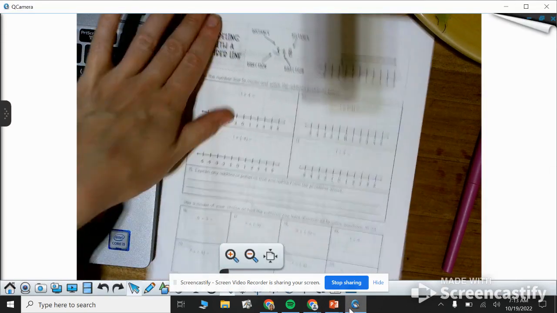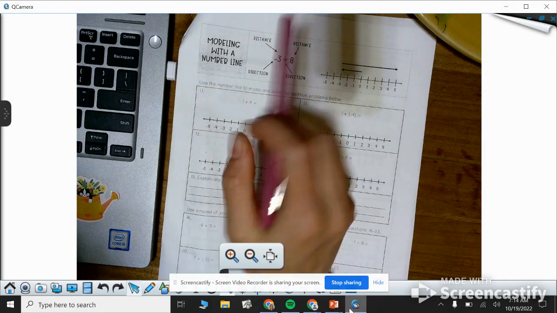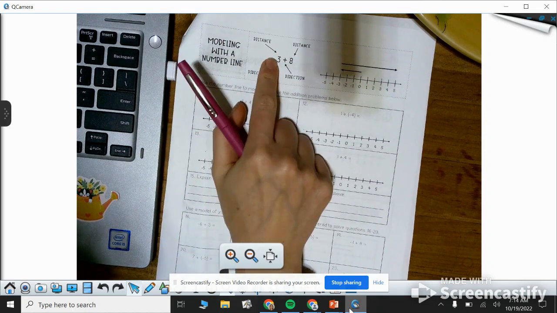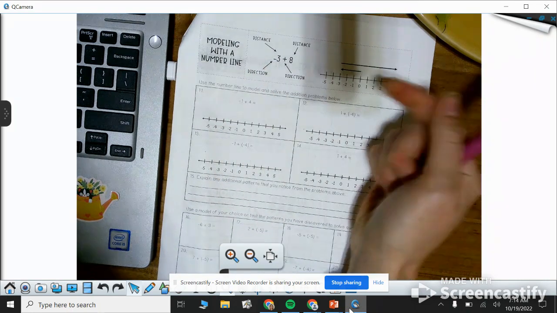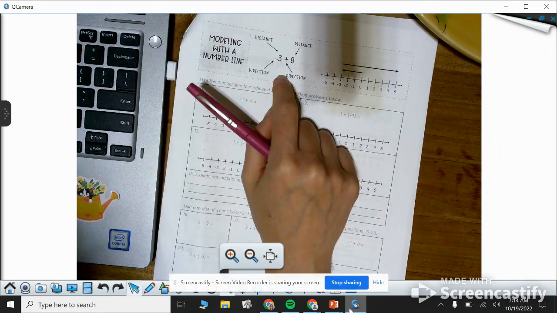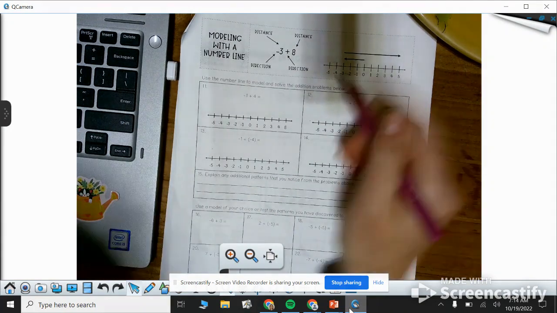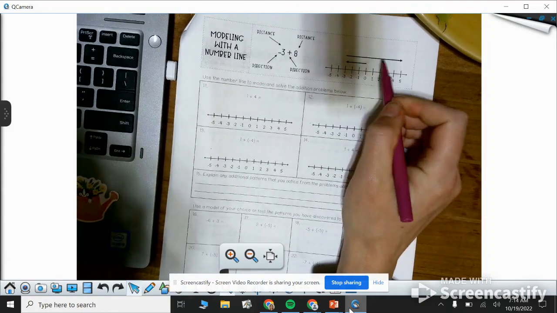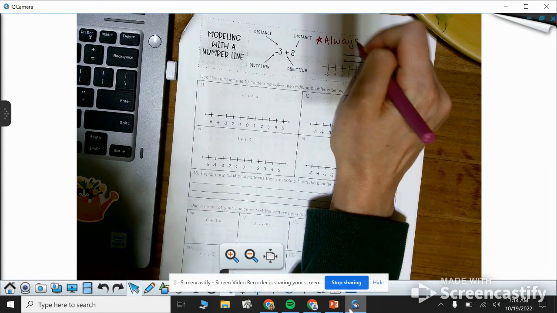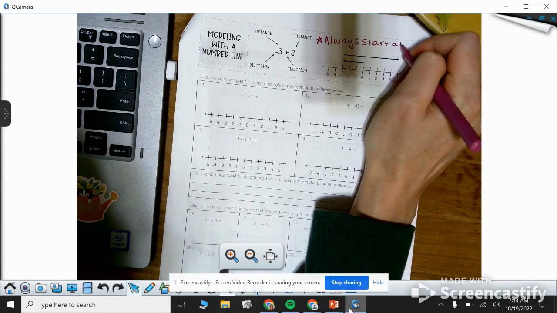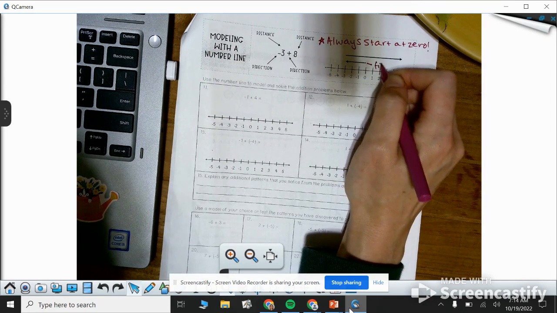We're going to try modeling on a number line, and I'm not going to lie to you, this at least confuses me. The number shows you the distance you're going, and the sign shows you the direction. If you are negative, you're going to go this way. If you are positive, you're going to go this way. And you always start at 0. Put that somewhere, that's really important. Always start at 0, and this represents the first number.